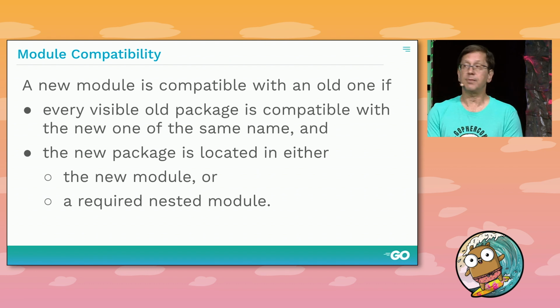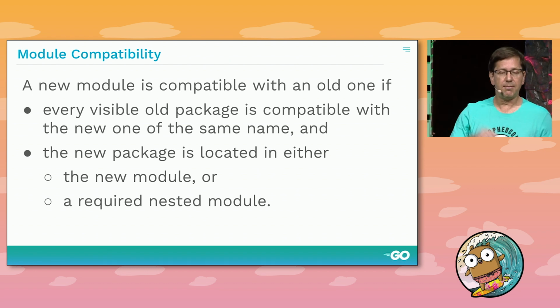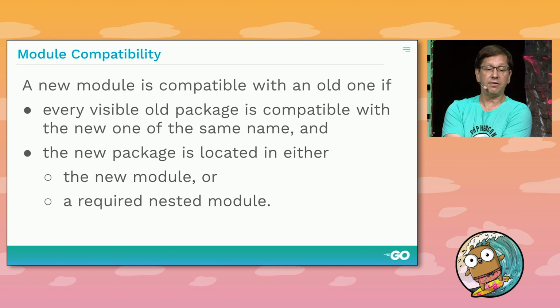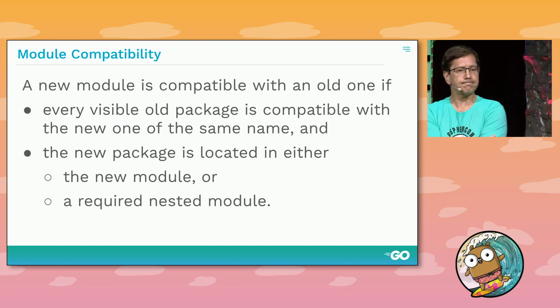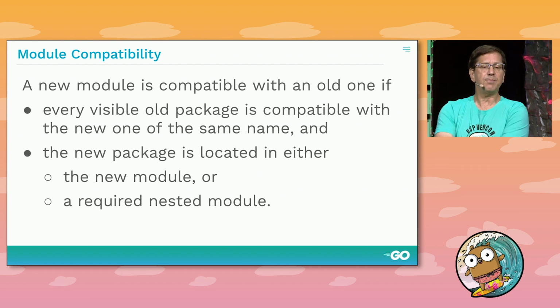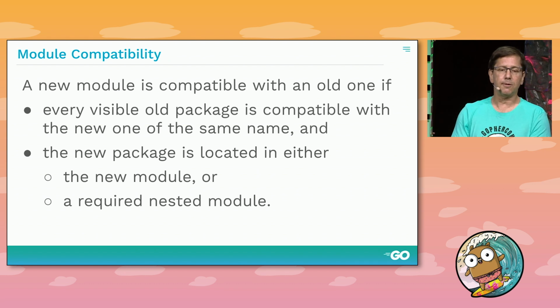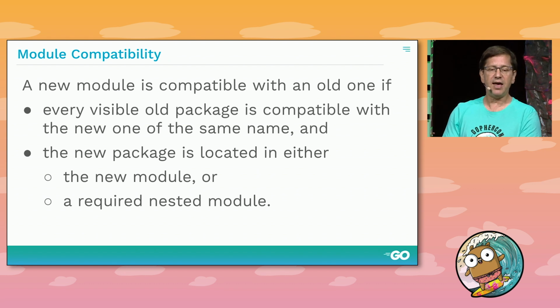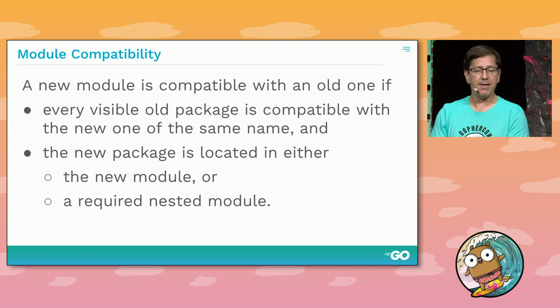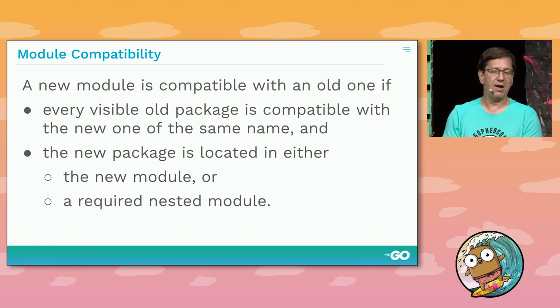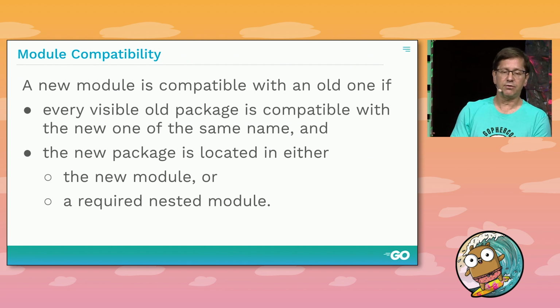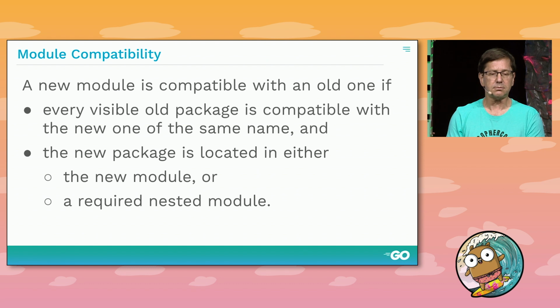So far, we've only talked about package compatibility, but we really care about module compatibility. Modules are the things that have versions attached to them. Happily, the package compatibility rules we just covered do most of the work. We just have to make sure that every package in the old module is compatible with the same package in the new module. Where by same package, I mean the package with the same import path. Packages are identified by import path. We only care about packages you can see outside the module, so internal packages don't matter.